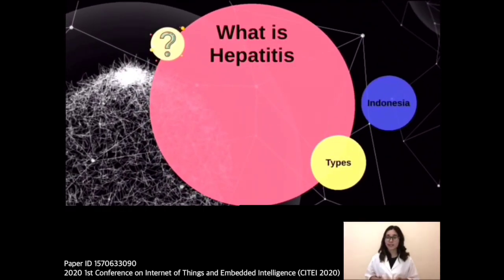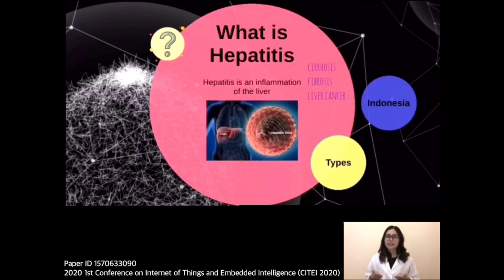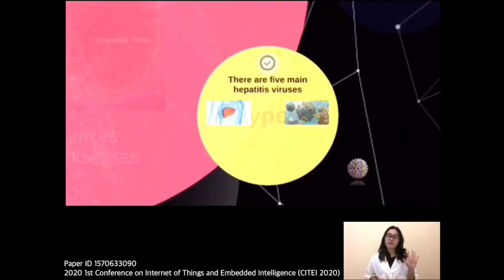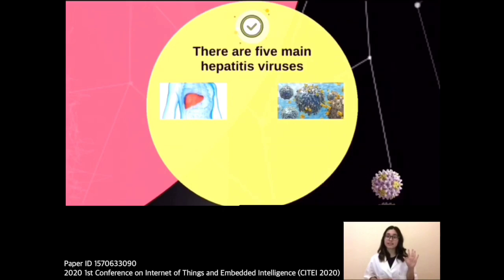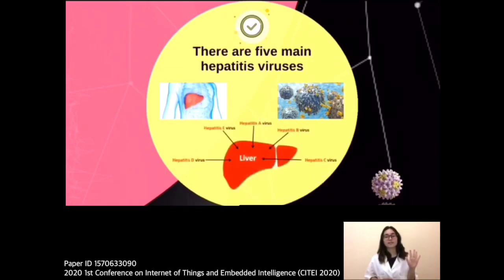What exactly is hepatitis? Hepatitis is an inflammation of the liver. The condition itself can be self-limiting or can progress to cirrhosis, fibrosis, and liver cancer. Hepatitis viruses are the most common cause of hepatitis in the world, but other infections and autoimmune disease can also cause hepatitis. There are 5 main hepatitis viruses, such as hepatitis virus types A, B, C, D, and also E.